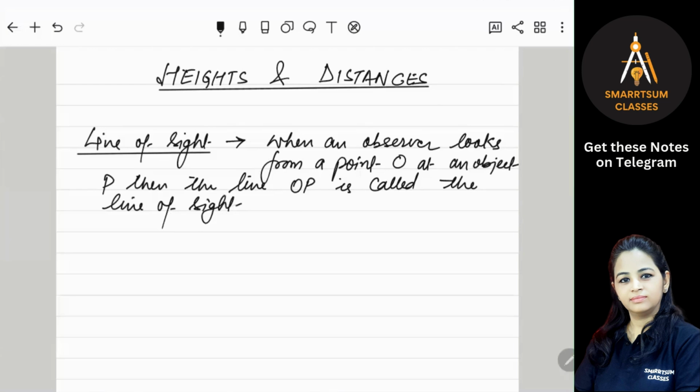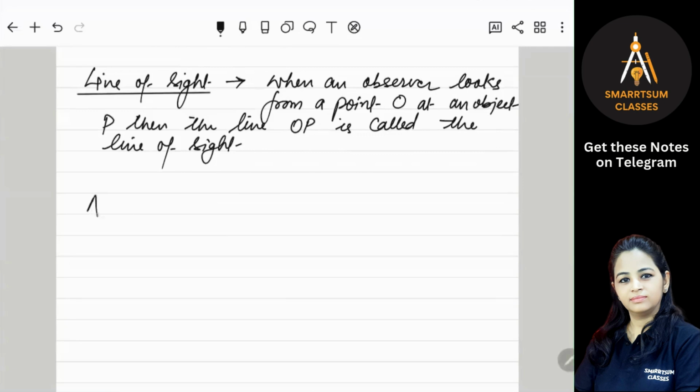Now, where the point P is located, on the basis of that, there is some angle of elevation. And what is this angle of elevation? Angle of elevation is either above the level of your eye or below the level of your eye. So let's see. Just write down the heading: angle of elevation.